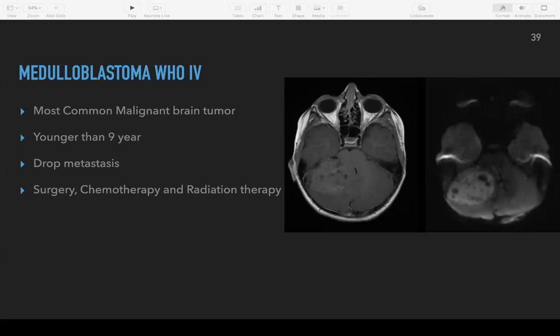They have drop metastasis, and when we talk about drop metastasis, we mean that the patient has a lesion in the cerebellum and will have more lesions in the spine, spinal cord, so cervical spine, thoracic spine, and lumbar spine. So this is what we call drop metastasis. Treatment is usually surgical resection, chemotherapy, and radiation therapy. The majority of those patients do well with the treatment.